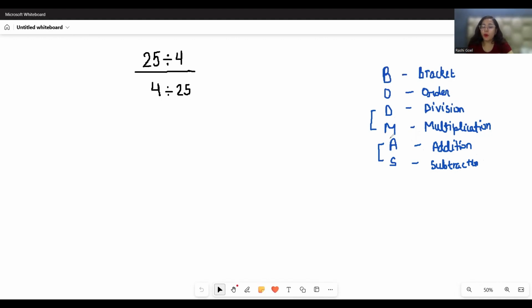So this BODMAS rule is like traffic rules for numbers. Follow them step by step and you will never crash into the wrong answer. So let's solve step by step using BODMAS.